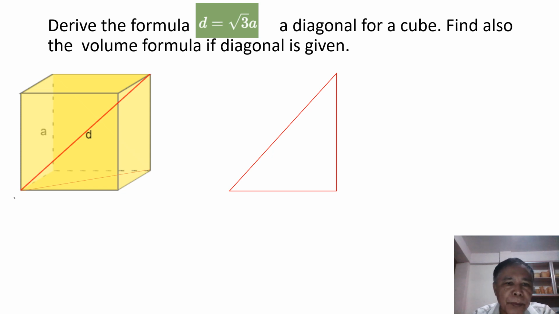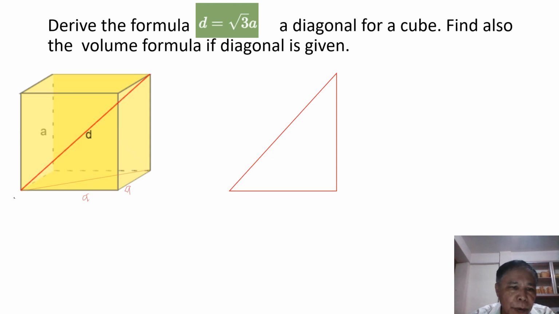Derive the formula diagonal D equals square root of 3 times a for a cube. Find also the volume formula if the diagonal is given. So this one is a cube. D represents the diagonal and the side here is a, usually denoted by a.